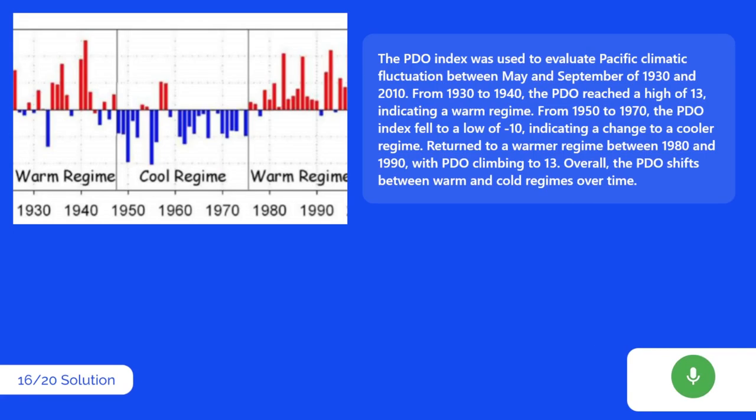The PDO index was used to evaluate Pacific climatic fluctuation between May and September of 1930 and 2010. From 1930 to 1940, the PDO reached a high of 13, indicating a warm regime. From 1950 to 1970, the PDO index fell to a low of minus 10, indicating a change to a cooler regime. It returned to a warmer regime between 1980 and 1990, with the PDO climbing to 13. Overall, the PDO shifts between warm and cold regimes over time.